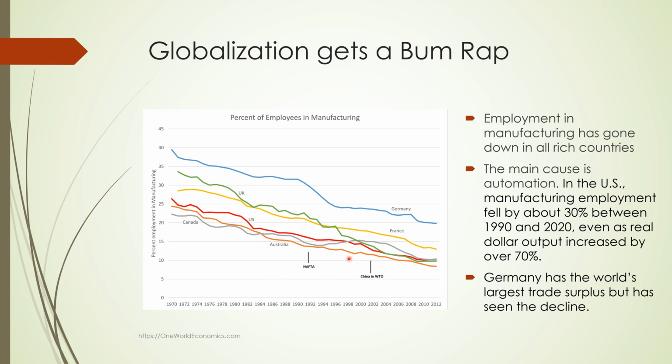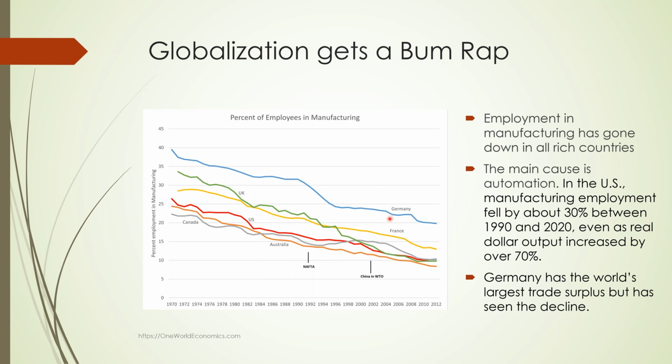I put in NAFTA here. This is when NAFTA happened. This is when China was admitted into the World Trade Organization and China's trade really blossomed. As you can see, this didn't make a ripple in this decline in the percent of employees in manufacturing.